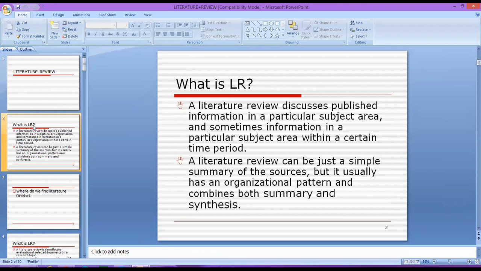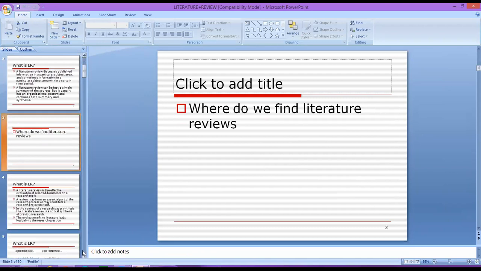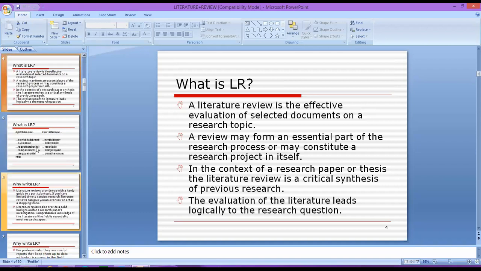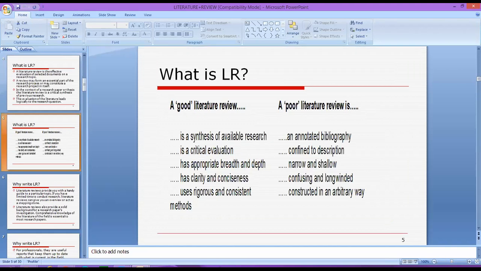So this is just what is literature review, and I've mentioned that. Then where do we find literature? That's what we talked about, theses and all those other sources, journals. This is just a definition. We've gone through that. And this is where we were at when you informed me that you're not able to see things, okay? So a good literature review is a synthesis of available research.